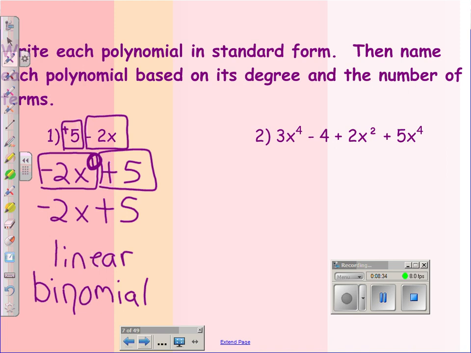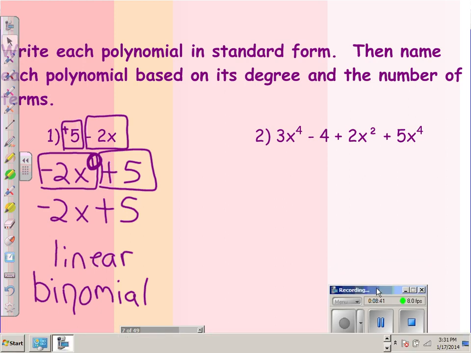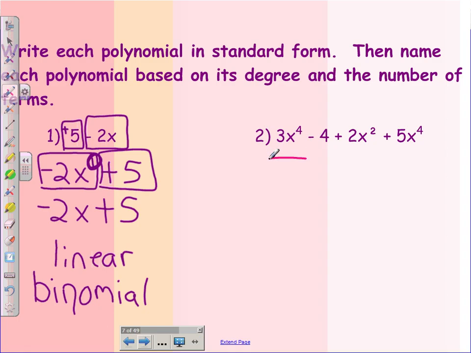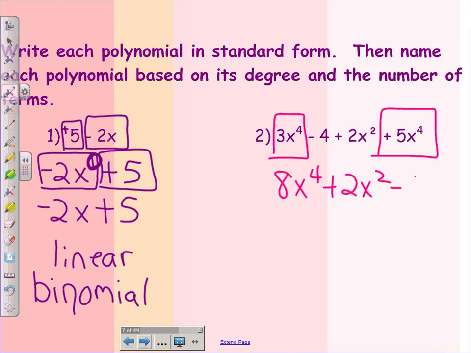First step is to put this in descending order. But I noticed something about this problem before I do that. I've got to simplify, and I see that I have a 3x to the 4th power here, and I have a 5x to the 4th power. So I'm going to go ahead and just put those together, and that's going to give me 8x to the 4th power. As far as the other two, I've got a negative 4 and a positive 2x squared. So I want to put the exponent up front and then the constant. So sometimes you might have to simplify before you can write in standard form.